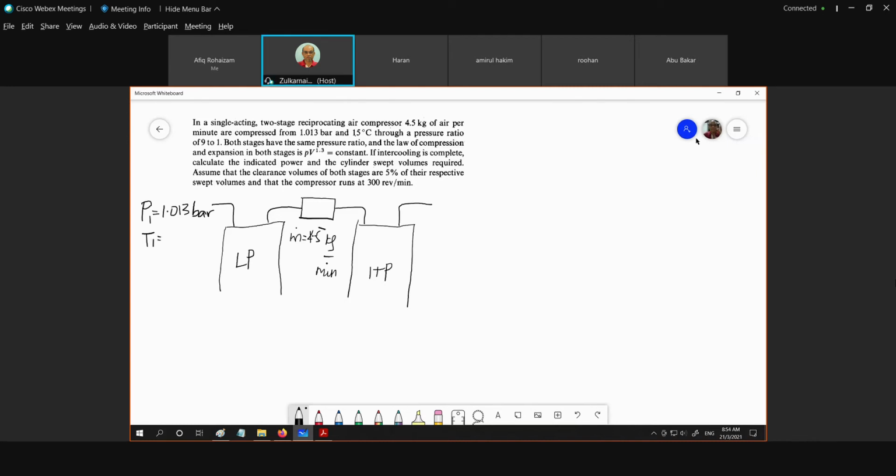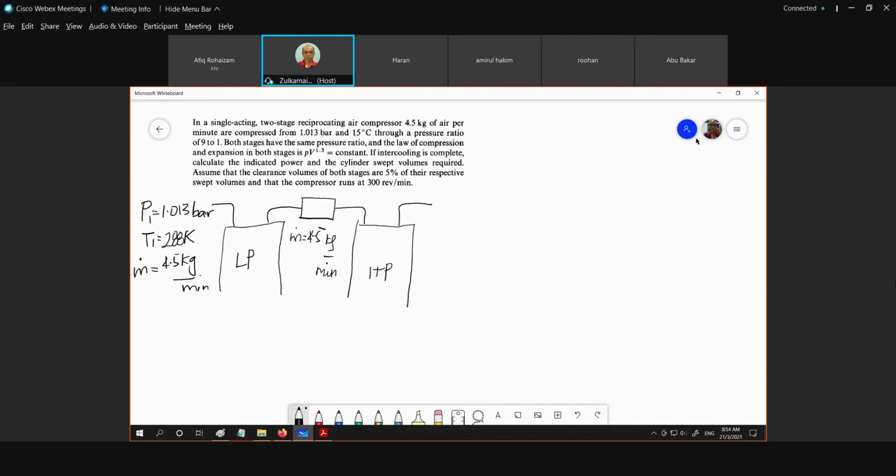Kalau 15 berapa dalam Kelvin? 288. Yes sir, 288. So I convert directly, jangan tunggu lama-lama. 288 Kelvin. Di sini ada m dot. M dot mana-mana semua sama, tapi kita tulis semula di sini. Sini adalah 4.5 kilogram per minit. Okay, the m dot ni dekat sini ke, dekat sini ke, semua sama m dot ni. But steady flow.